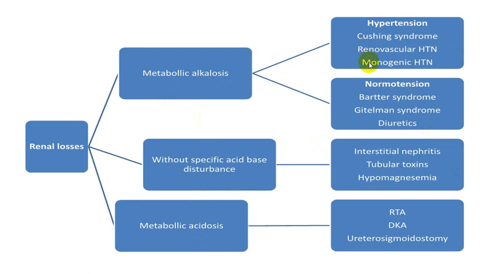renovascular hypertension, and monogenic hypertension, while Bartter syndrome, Gitelman's, and diuretics will be normotensive. Metabolic acidosis will be very common in renal tubular acidosis, diabetic ketoacidosis, and ureterosigmoidostomy, where the person is losing a good amount of bicarbonate, so the person will develop metabolic acidosis. In interstitial nephritis and hypomagnesemia, there will be no disturbance as far as acid-base balance is concerned.